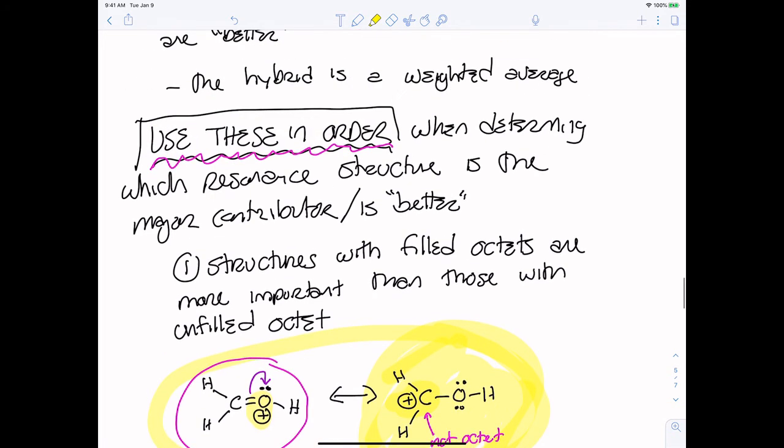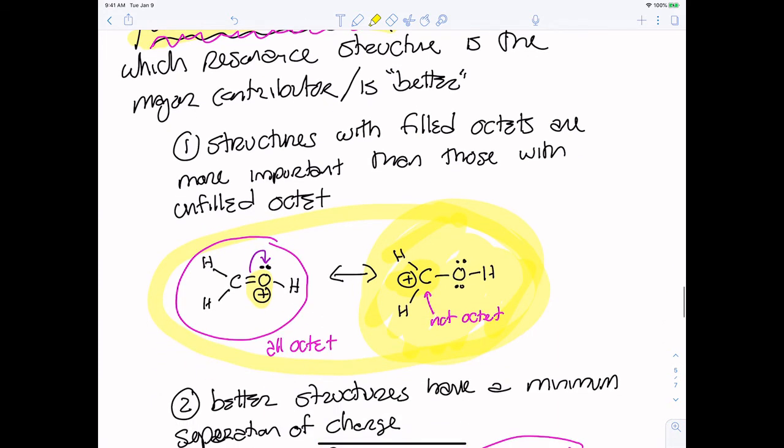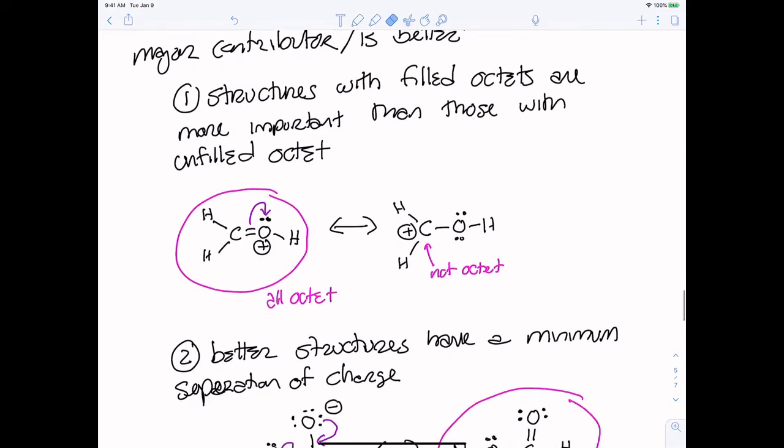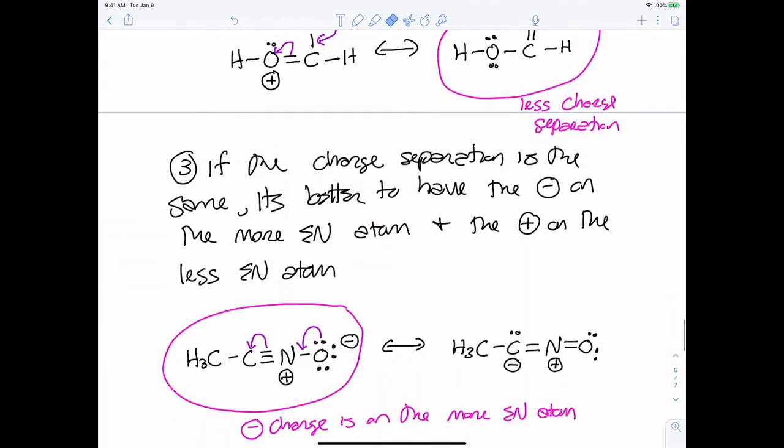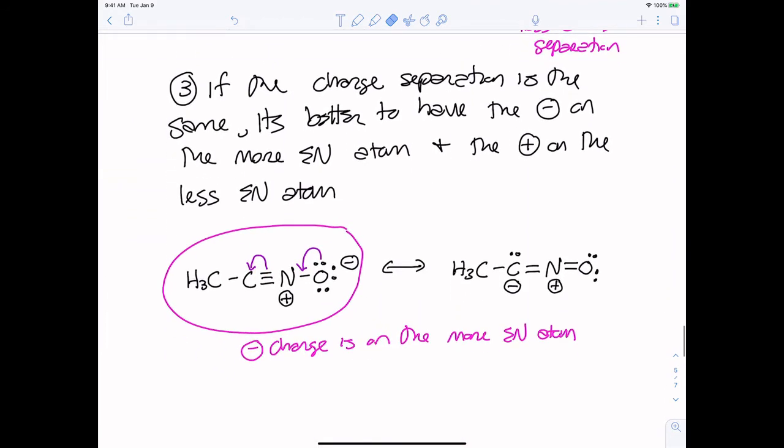But remember, we have to use these in order, and octet trumps charge. So the fact that that first one is all octet and the second one isn't, we still like that first one better. So just be careful, right? We have to take these rules in order. So octets first. If they're both octets, then look at charge separation. If the charge separation is the same, then look to see what type of atom that charge is on.